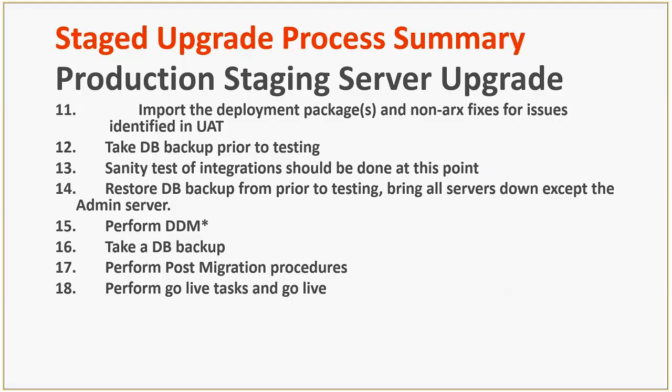And then you run DDM every day, right, till the go live date, and do multiple runs on the go live date before you run the final DDM run, right? I'll walk you through that in the following slides. So perform DDM, then after the final DDM, take a backup, perform post migration procedures and your go live tasks, and you go live. So pretty much it. It's an 18-step process. It always works, and if you follow the process, you won't have any issues upgrading your production staging server in 5-6 days or a maximum of 10 days. Okay.